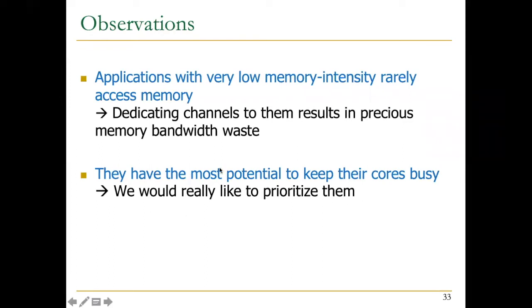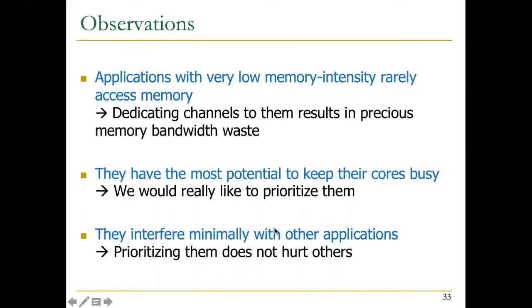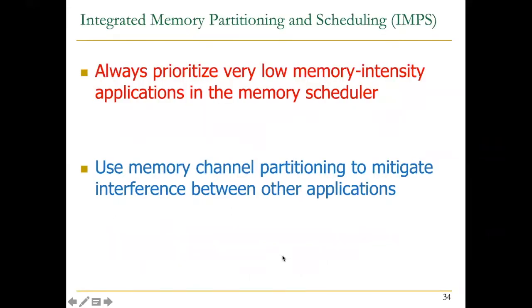And also, these applications have the most potential to keep their cores busy if they're prioritized. Okay, this is a very low bandwidth application. Once in a blue moon, it generates a request. Prioritizing it in the memory controller is a much more lightweight solution than dedicating a memory channel for this application and applications that are similar to it. So we would really like to prioritize these applications. And doing so is not bad for the other applications because these applications, again, generate a memory request once in a blue moon. They interfere minimally with other applications. It doesn't hurt.